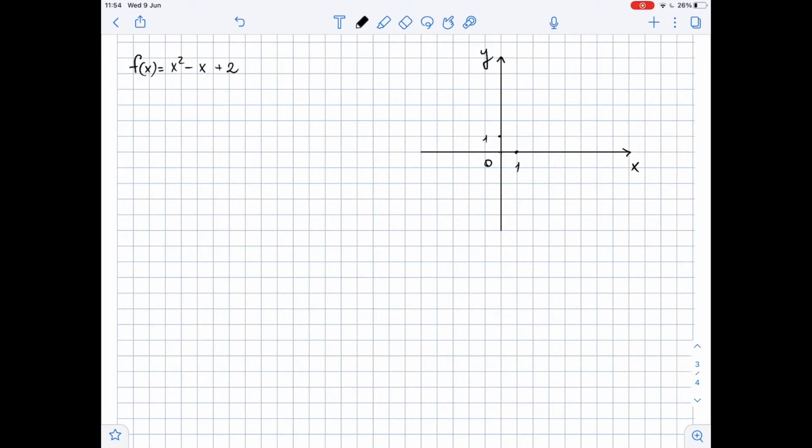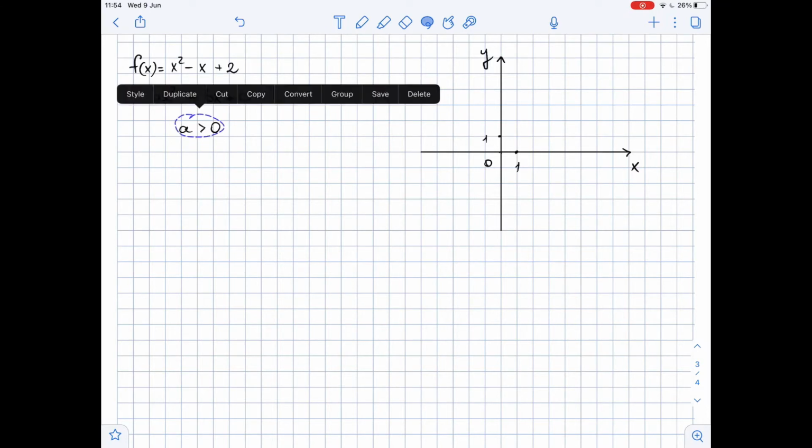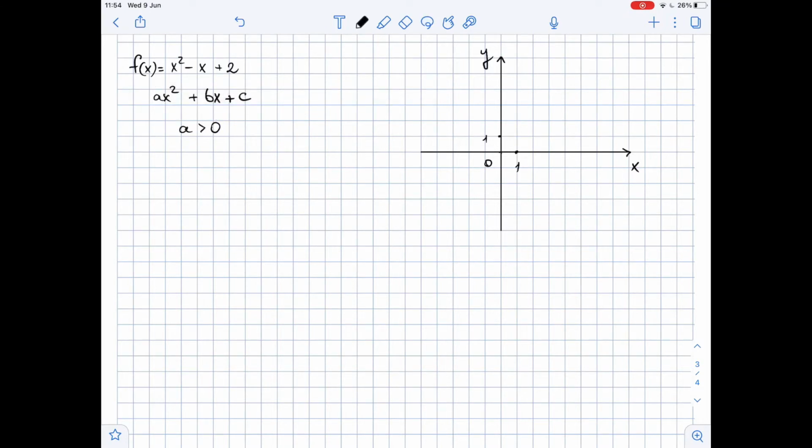First of all, if we write down the standard form of a quadratic function, which is a times x squared plus bx plus c, we know that if a is positive, so if a is larger than 0, then the parabola opens up. Here for our function, we see that a is equal to 1, the coefficient before x squared is 1, which means that a is positive, which means that the parabola opens up here.